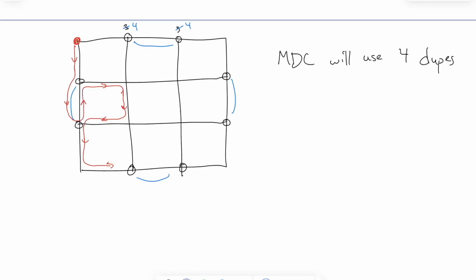That looks good. Everybody's looking good here.